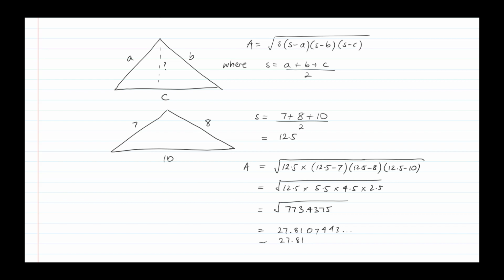I should put units there if I knew them. That's how Heron's formula works. You can see it looks really complex, but it's not that bad once you calculate that S value. And I even threw in a little bit of a twist: it's now a half, 12.5, not a whole number, which gave me a more complex number there, but it still worked out pretty easily.